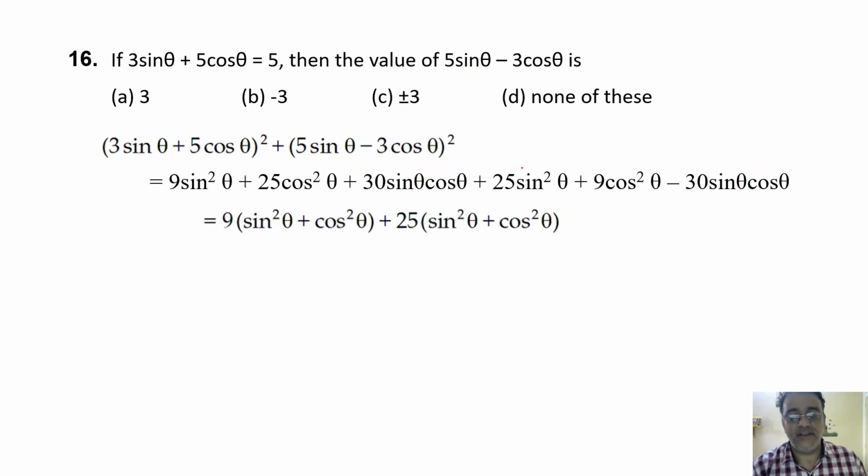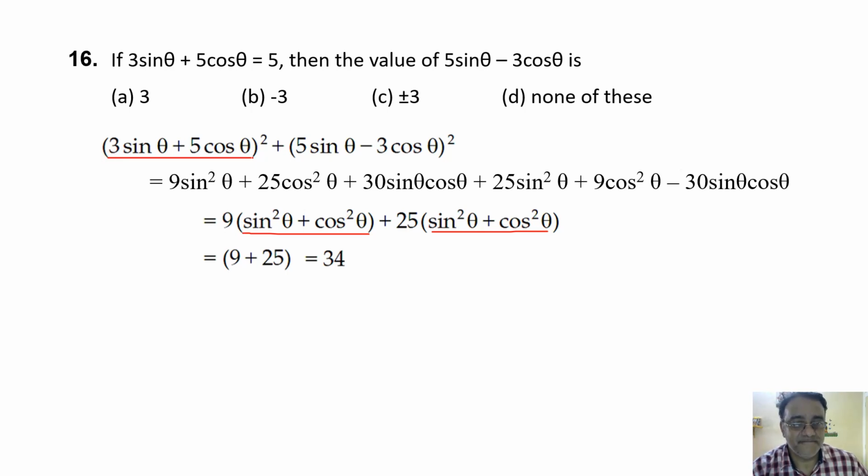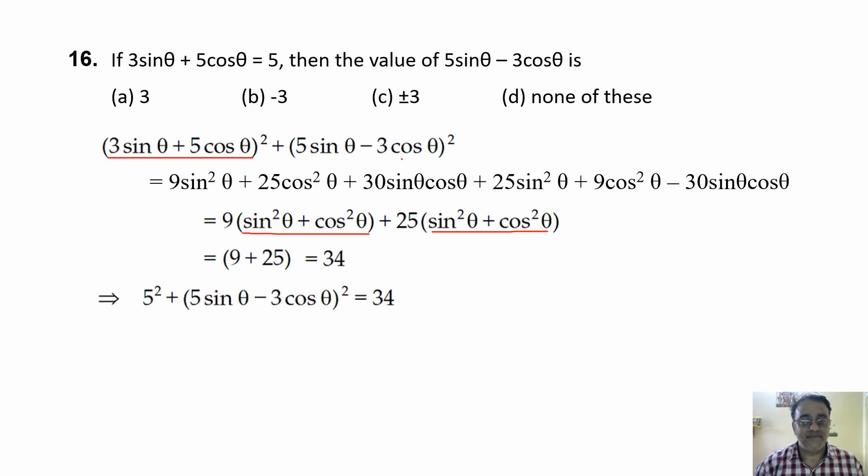Both ways you can do. So this is 1, this is also 1, so you will get 9 plus 25. What is 9 plus 25? 34, right? Now what is the value of this? It is already given, 5 square. So 5 square plus (5 sin theta minus 3 cos theta) whole square is equal to 34. Is this clear?